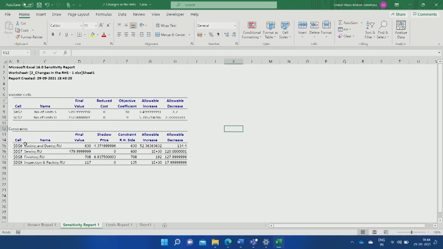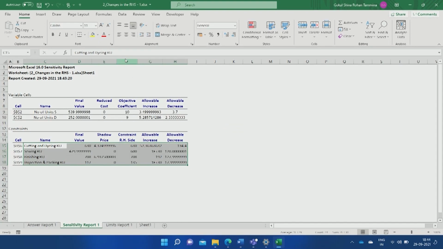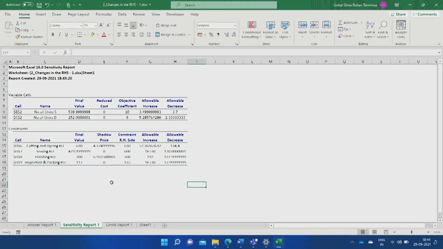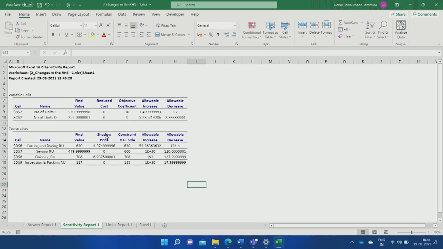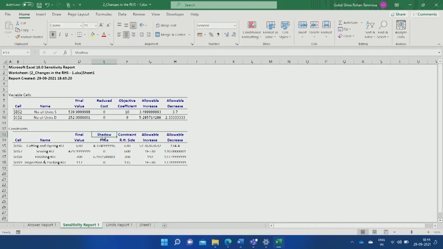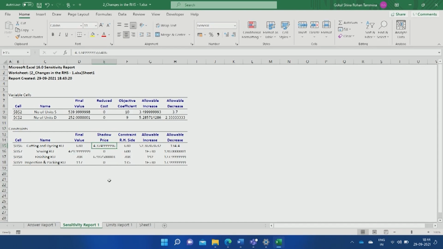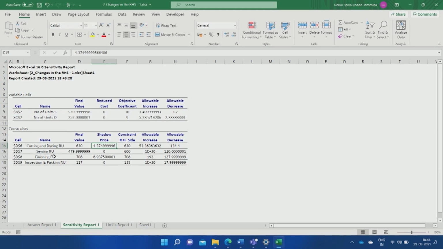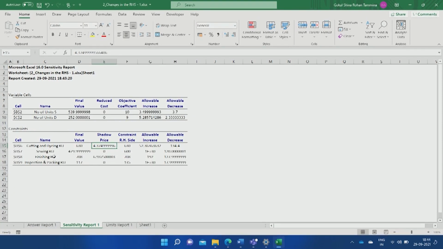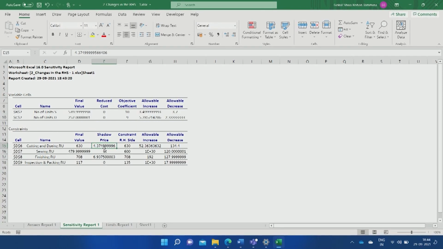Similarly, in the constraint, I will center it. Okay. Here there is a final value of constraint. There is an important term called shadow price. Shadow price is nothing but dual value. Some books call it shadow price, some books call it dual value. So, can you see that this is 4.37, that is, if for this constraint cutting and dyeing, the right hand side is increased from 630 to 631, the objective function will increase by 4.37 units.